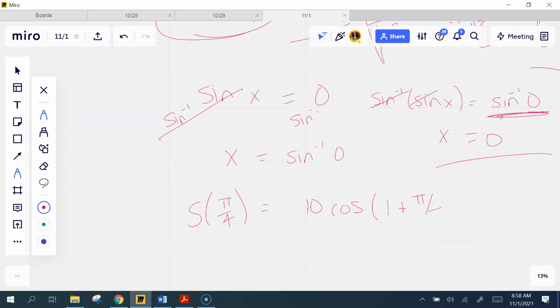Plus pi over 4. Is that right? No. So we got 10 cosine of 2 pi over 4, which is pi over 2. So what's the cosine at pi over 2? That's 0. No, it is 0. Wait, why is this not working?